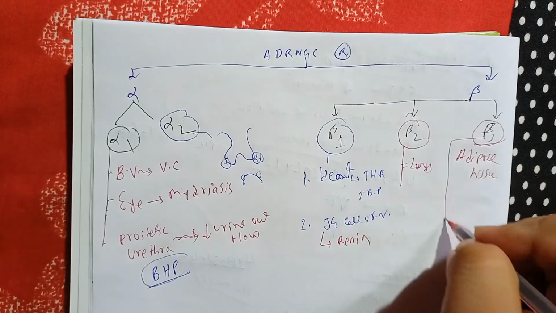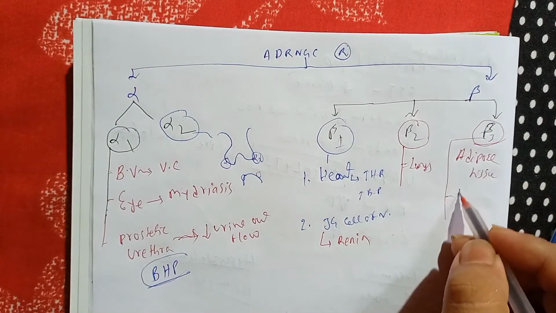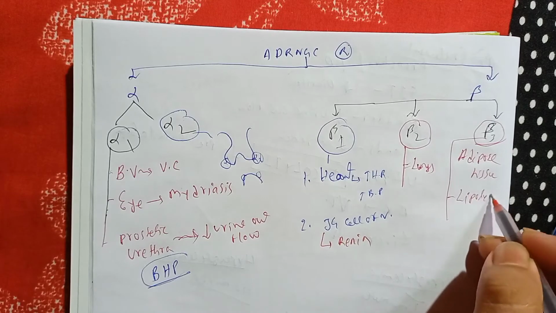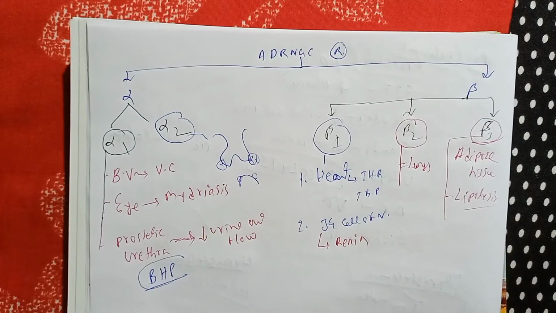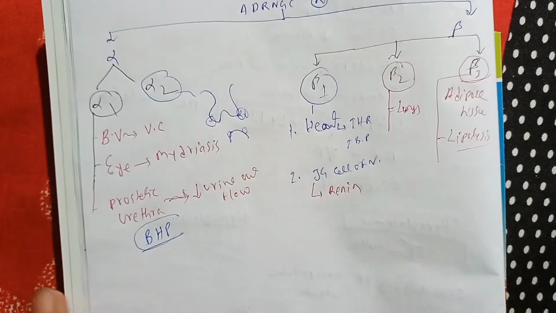And what's the function of the beta 3? Their main function here is just to do the lipolysis. This is lipolysis, the breakdown of the fats.